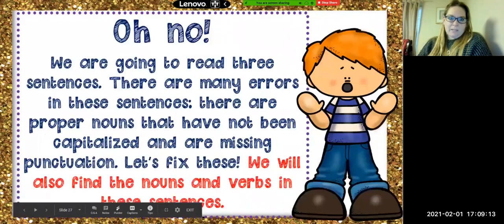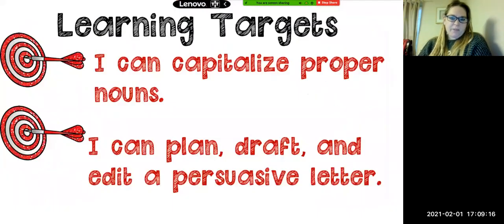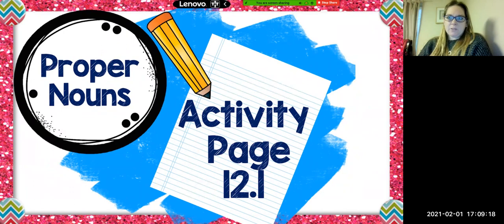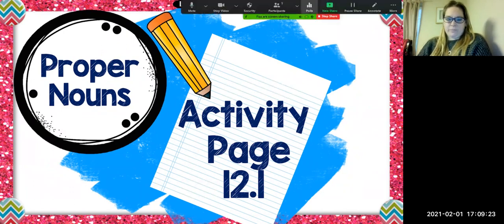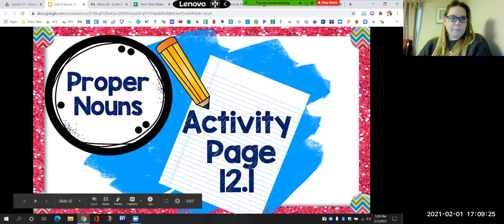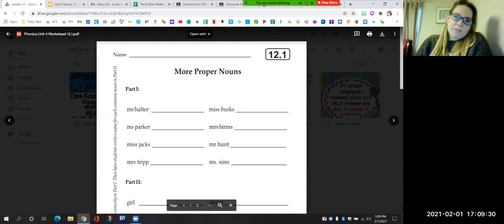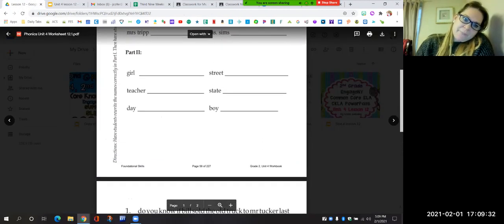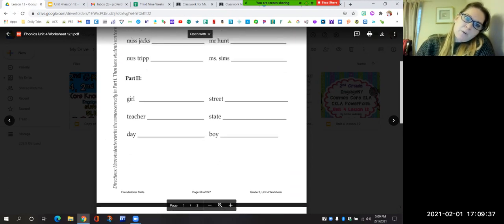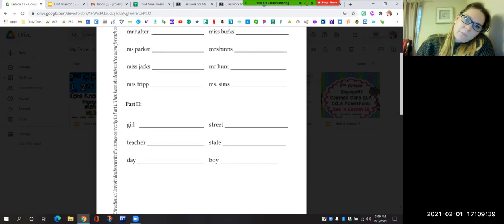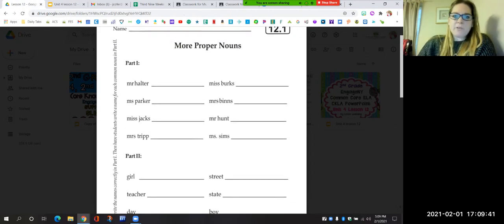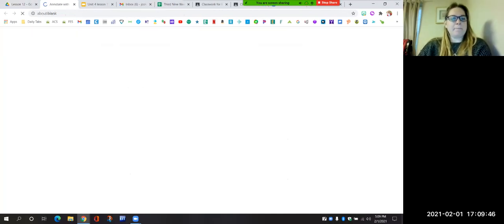Okay, so let's get back to. So you have one page to work on today. Here we go. Make this smaller. So today you're going to do this page, okay? Your directions say, have students rewrite the names correctly in part 1, then have students write a name for each common noun in part 2. So you're going to look at this page, okay? I'm going to open it with Cami.